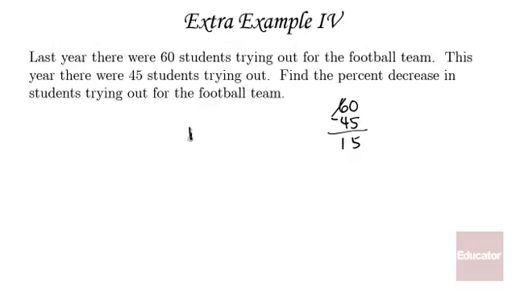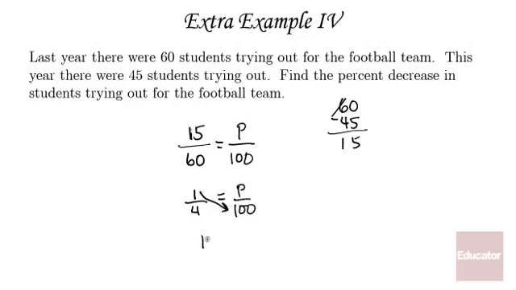So that's our change. That's 15 over last year, which was the original amount, equals P, the percent of change, over 100. Now let's simplify this left ratio here. By dividing the top and bottom by 15, I can get 1 over 4. It's going to make my cross products much easier to work with. Cross product 100, cross product 4P, and divide both sides by 4. P equals 25%. So there was a 25% decrease.